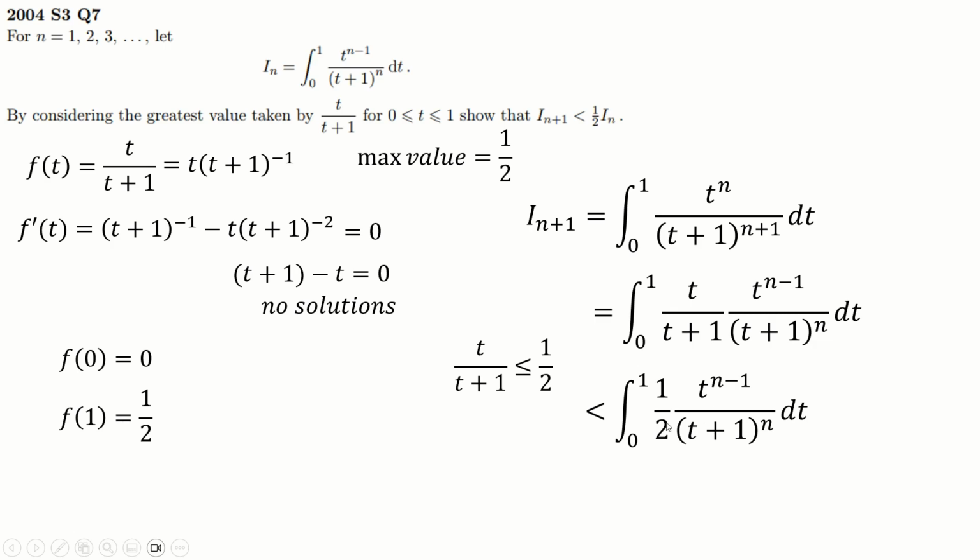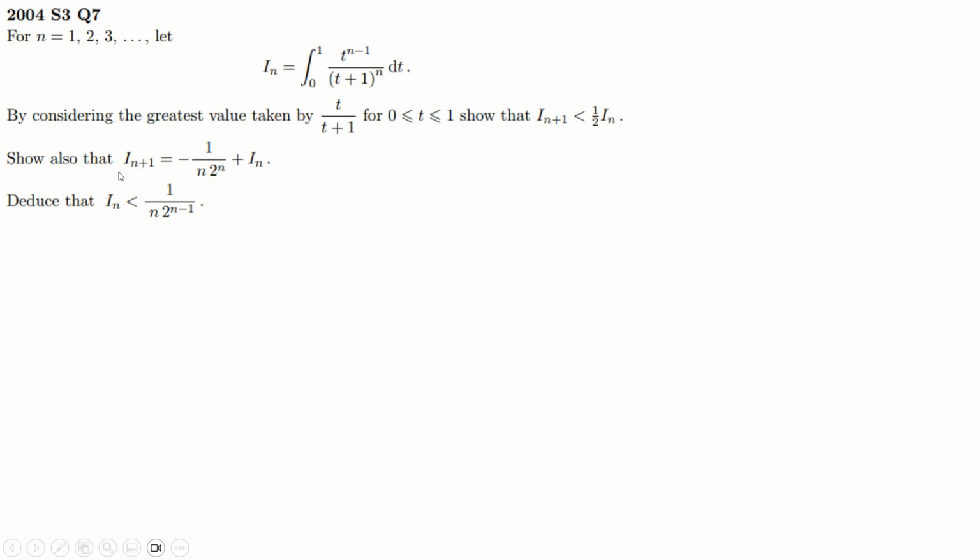But anyway, in this case, we can of course just bring out the half, and the rest of it is just I_n, because that's what you're left with, and so you have I_{n+1} is less than a half I_n. So that's the first thing, done and dusted. Show also that this thing here is true.